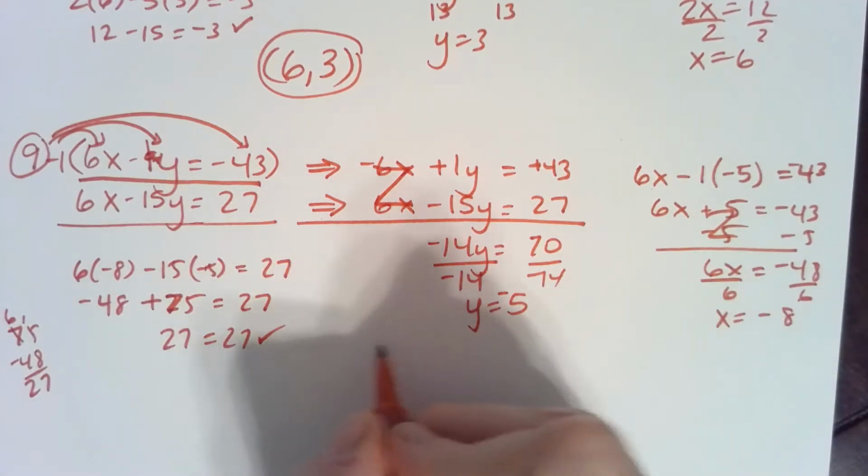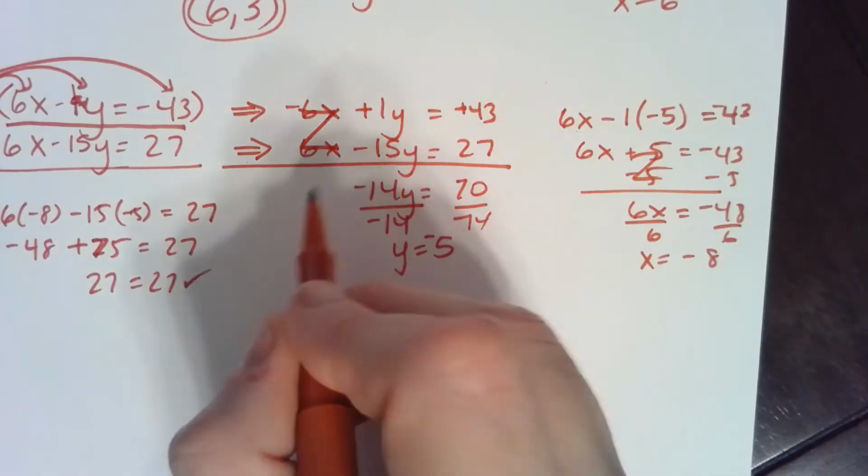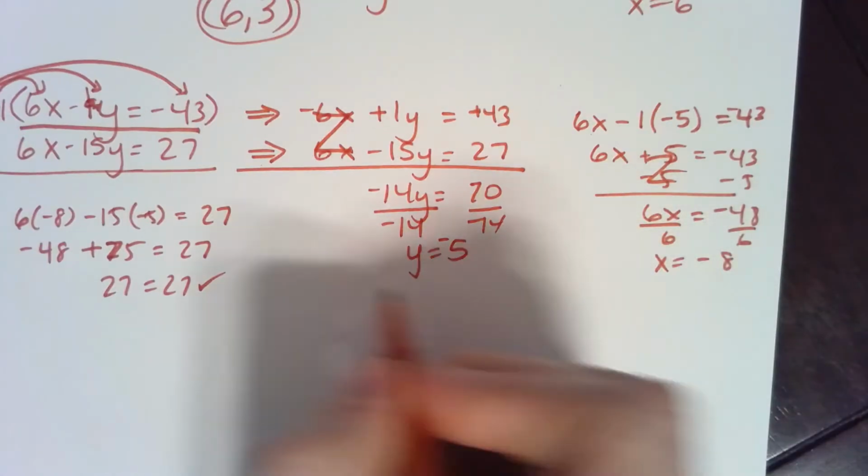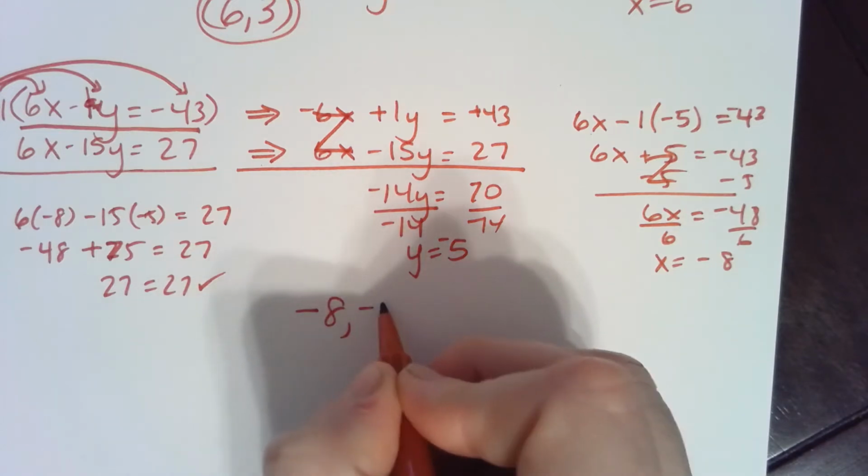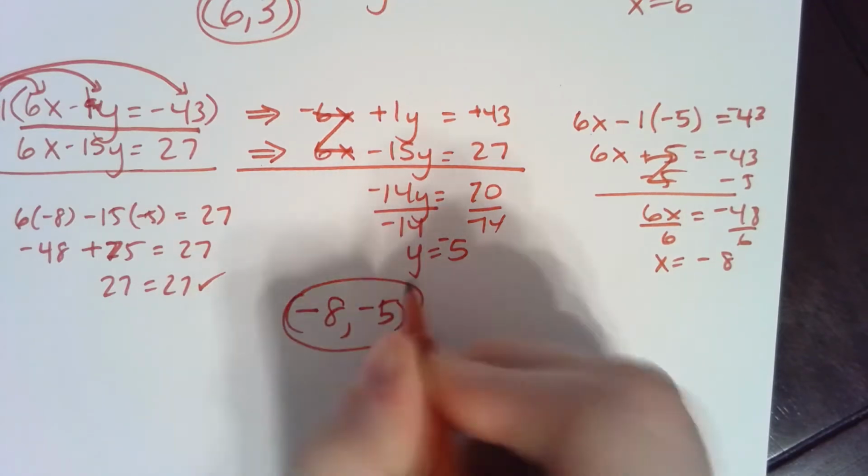So my answer, remember I always start my ordered pair with the x and then the y, even though I got the y first. I don't care about that. So x is negative 8, y is negative 5, and that is my ordered pair.